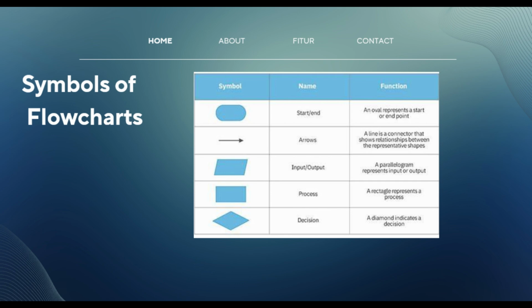Here are the different symbols used in flowcharts to represent the flow of program. An oval represents start or end point. A line is a connector that shows relationship between the representative shapes. Parallelogram represents input or output. A rectangle represents a process. A diamond indicates a decision.